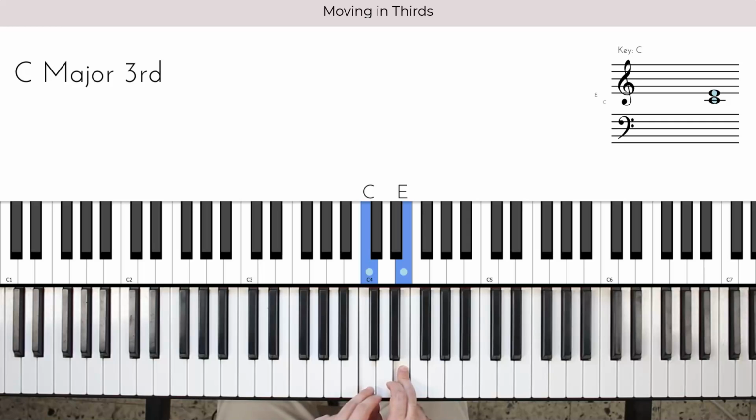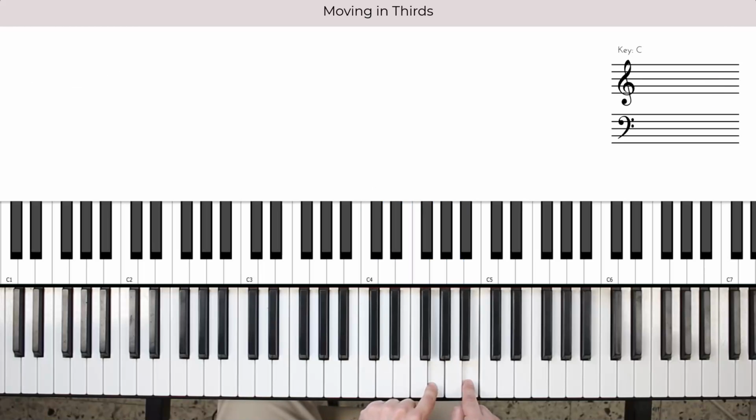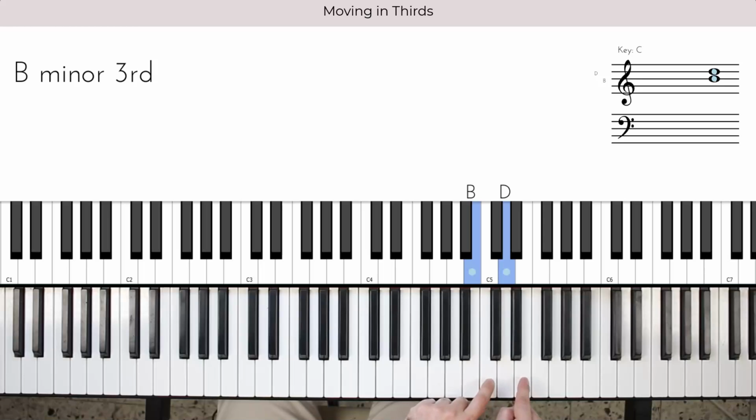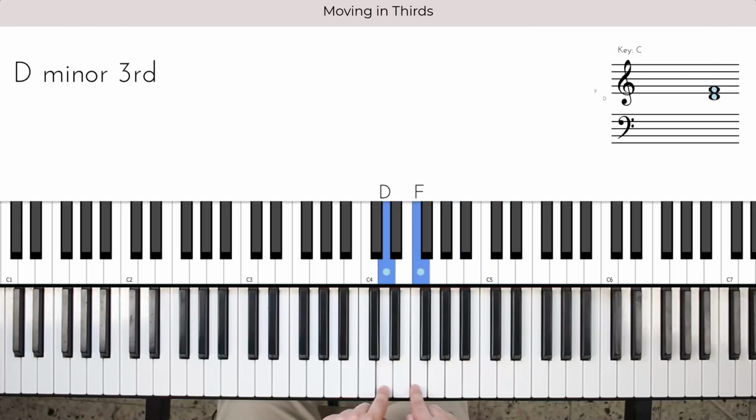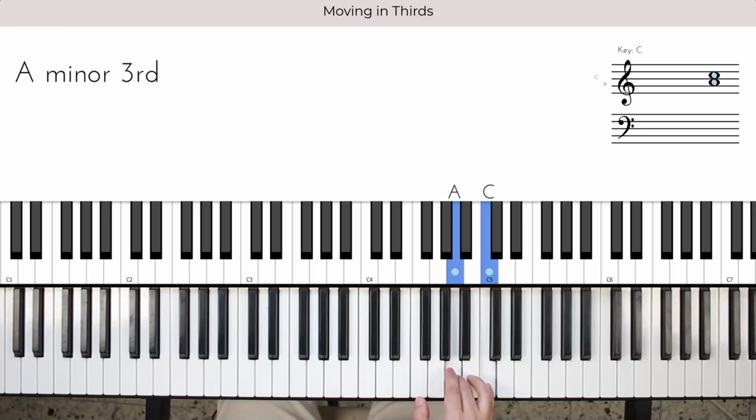Now the next thing we're going to do is plane this up the C major scale, meaning we're going to take this shape and just move it up the notes of the C major scale. That creates kind of a nice flowing motion.